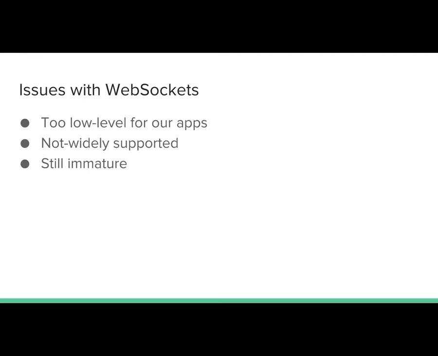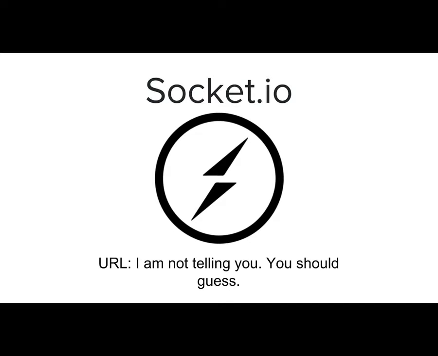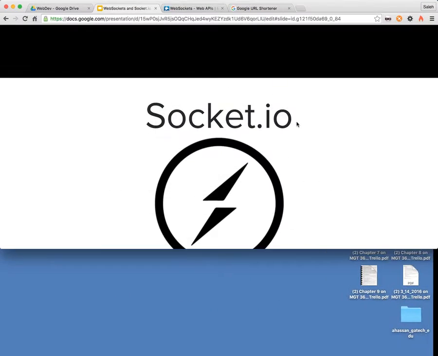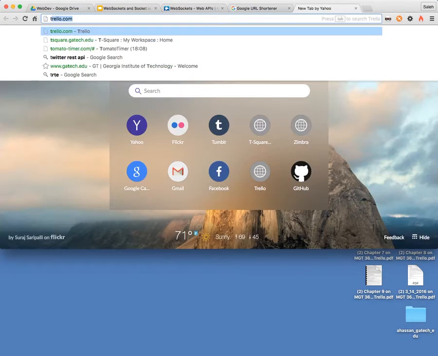So if we wanted to utilize that without actually using it, what can we do? We can use a wrapper library. And the most popular is socket.io. So can you guess what the URL of the website is? Socket.io. So they named it because of the website.